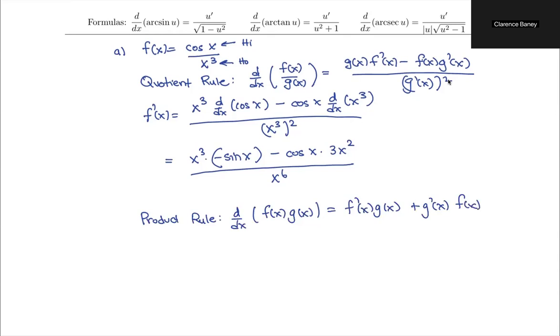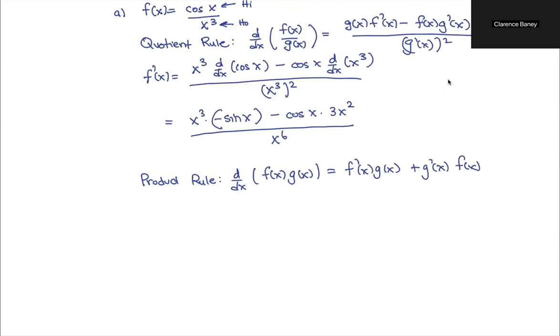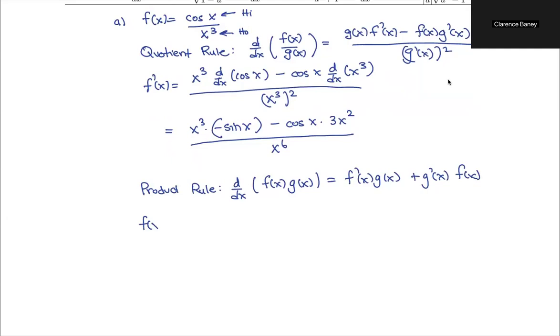And so in this case, I would rewrite my f of x as x to the negative 3 times the cosine of x, and then do the product rule on that. So f prime of x would equal negative 3 times x to the minus 4 cosine of x minus x to the negative 3 sine of x. And that was perfectly fine as well. You would end up with exactly the same answer, believe it or not, if you went through the algebra and you simplified it.